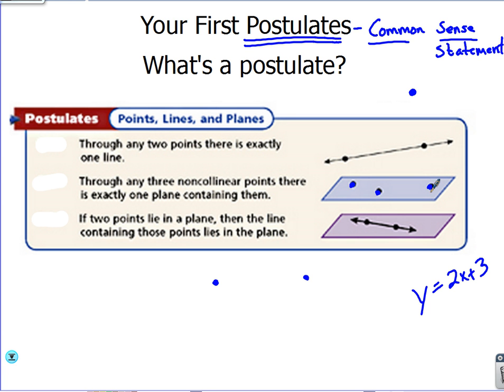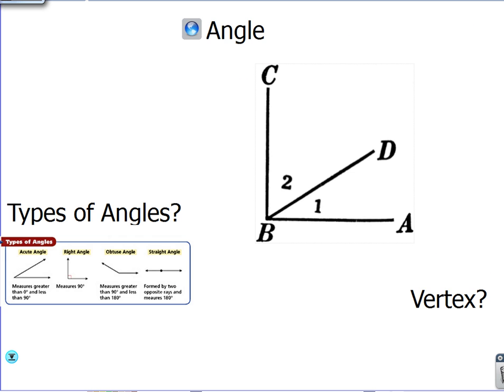And the last one says, if 2 points lie in a plane. Hey, look, the board's a plane, right? Or kind of like a plane. And if I draw 2 points on it, then the line containing those points, guess what? It's also going to be in the plane. If 2 points are in a plane, then the line containing those 2 points is also in the plane. How do we know that? Common sense. We don't have to have some proof of it. We just know it's true just because.